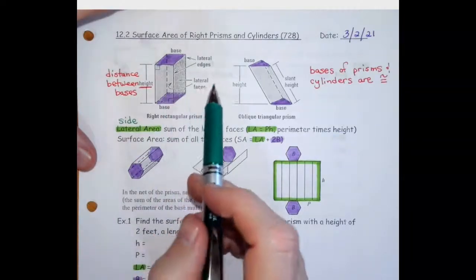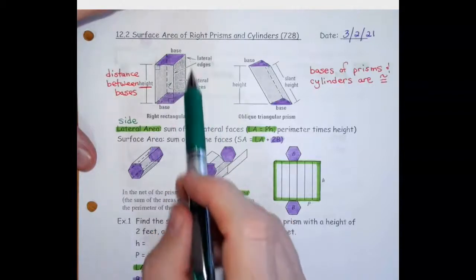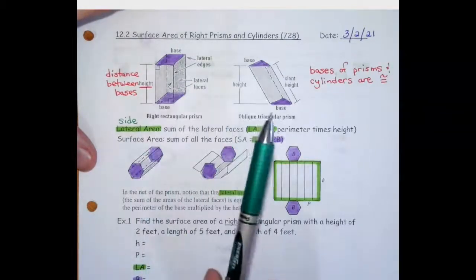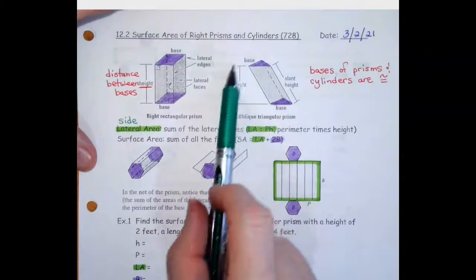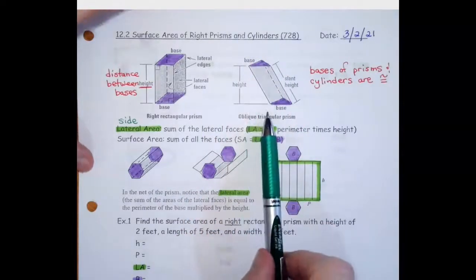Okay? We have lateral faces. That's not that big of a deal. We have lateral edges. That's not that big of a deal. It's not going to be something that we really use all that much. So here they're just showing you what this is. I don't believe there'll be any other references to that.